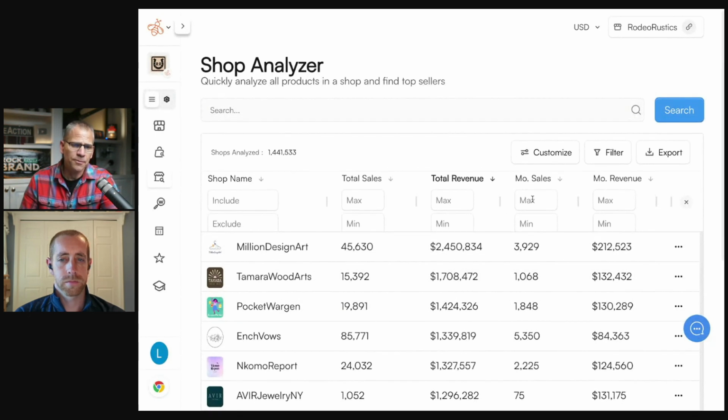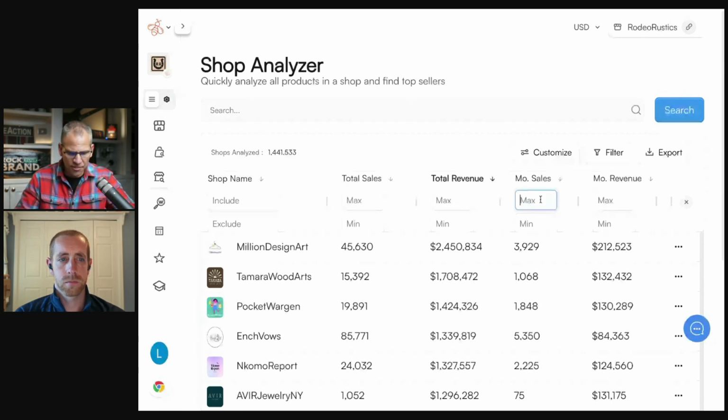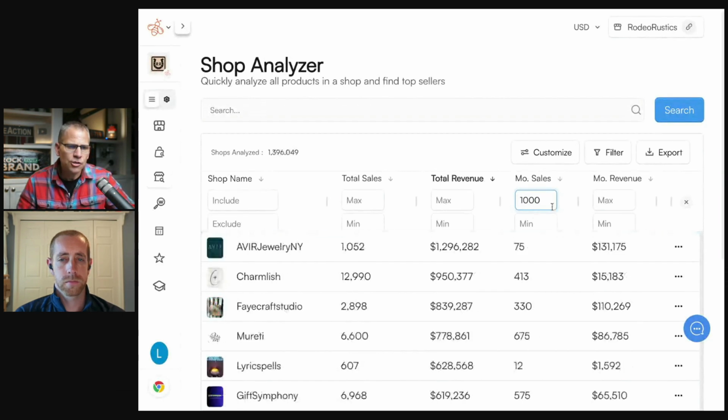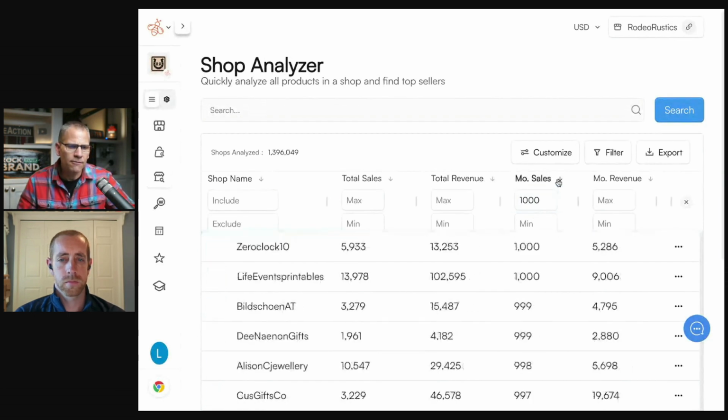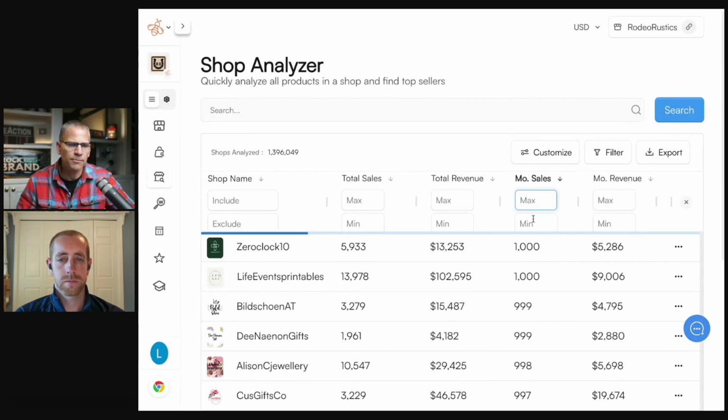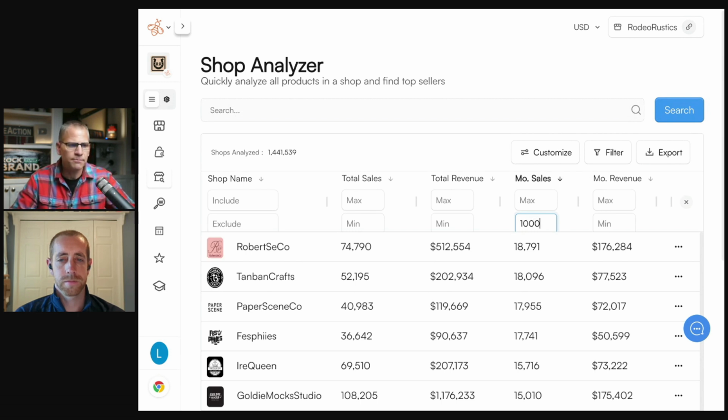We can also filter. We can say we only want to see shops that are, let's see here, maybe their monthly sales. I want to make sure that they have, I don't know, let's say 1,000 monthly sales. And it's going to automatically sort. Let me go back here now. Okay. So it's going to start here at 1,000. Now that's max. I didn't give it a minimum. Maybe let's say, I wouldn't want to go by max. I'd want to go by minimum. Let me say minimum. Let's go 1,000 minimum.